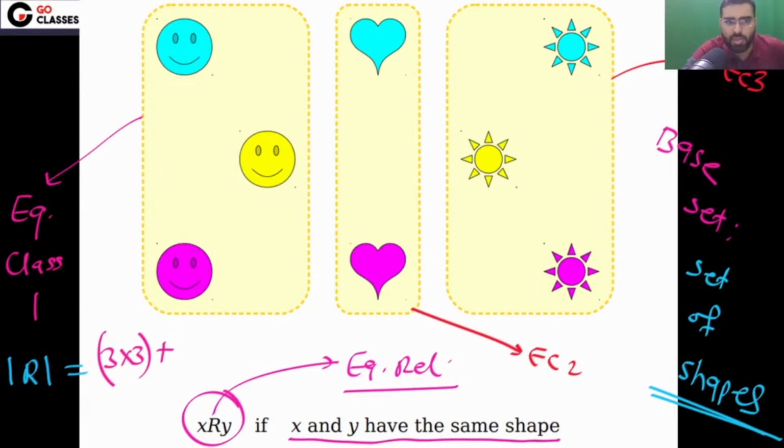From this equivalence class, you will get 9 ordered pairs. From this equivalence class, you will get 4 ordered pairs. From this equivalence class, you will get 9 ordered pairs. So finally the cardinality will be 9 plus 4 plus 9, and that is 22. Very good.